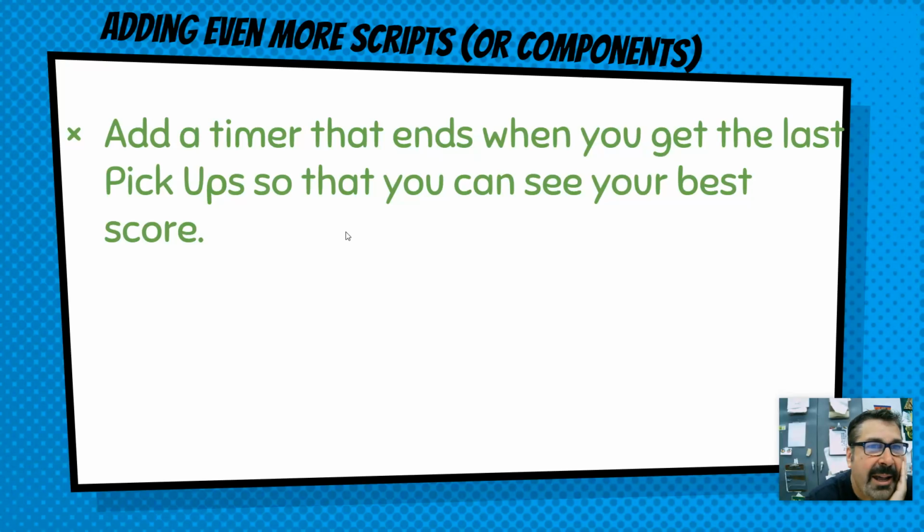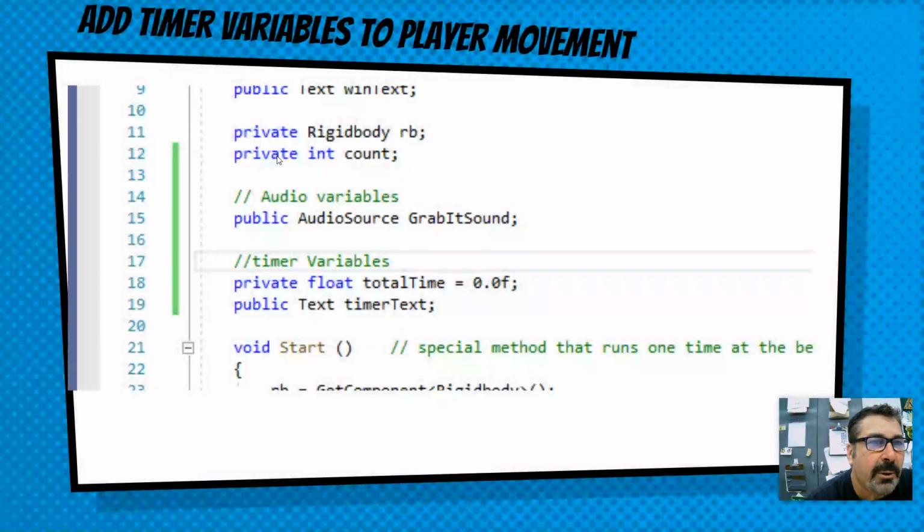Okay, so now we're going to add a timer that ends when you get the last pickups. Basically we're going to create a timer, and as long as you haven't picked up everything, it's going to keep running, adding to the timer 1 second, 2 seconds. And as soon as you get to 8, then it's going to end. Okay, so it's going to look like this.